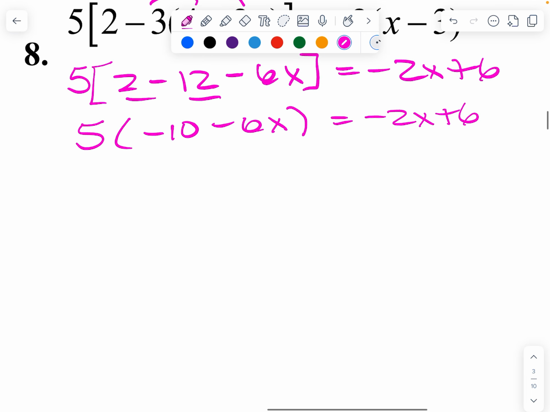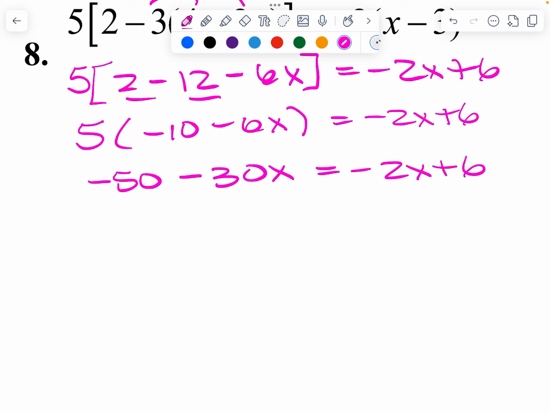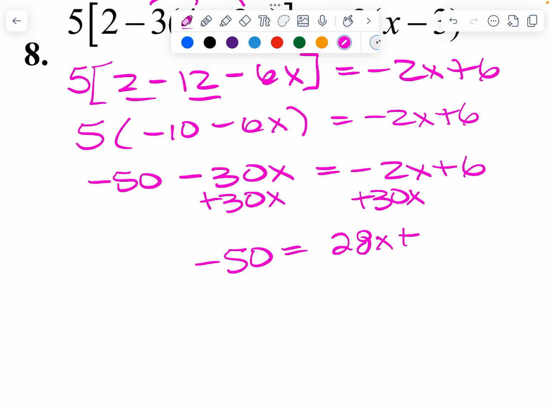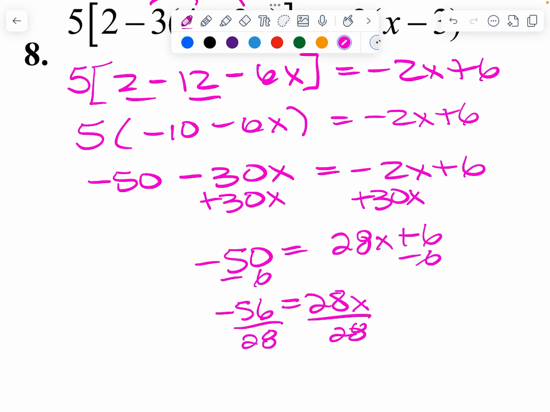Multiply the 5 through, get negative 50 minus 30x equals negative 2x plus 6. Add 30x to both sides. Get negative 50 equals, what is that? 28x plus 6. Subtract 6 from both sides. Get negative 56 equals 28x. Divide by 28. Get negative 2 is equal to x.